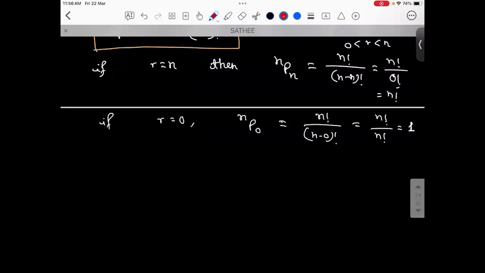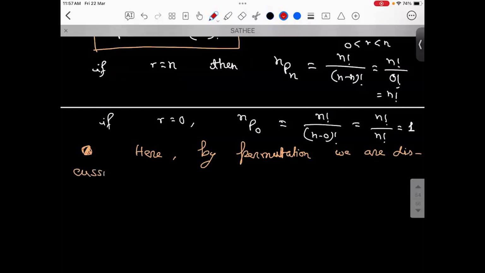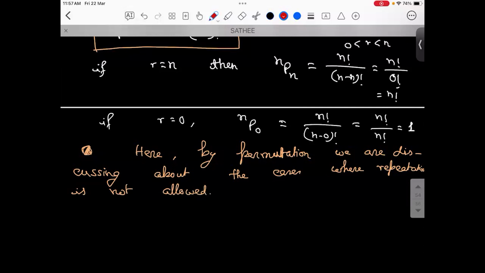So note here, in permutations we are talking about the cases where repetition is not allowed. Now, if I allow repetition, then what will be the case?